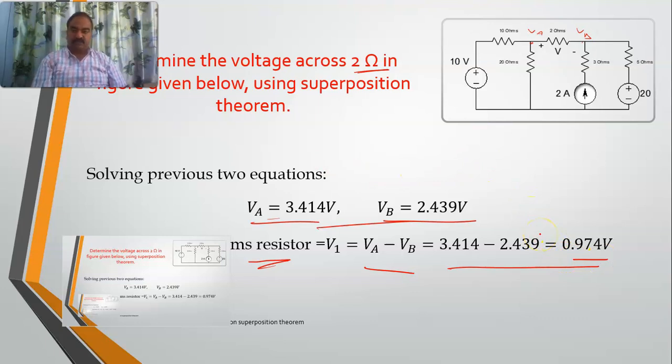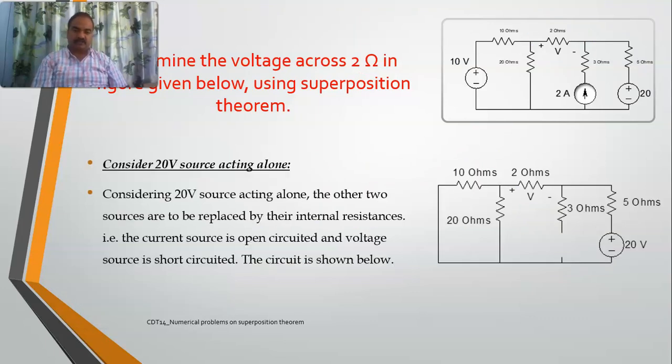Now we have to repeat the same for the next 2 sources. So now considering only the 20 volt source acting alone. Only this source is acting, the remaining 2 are to be removed: this is to be open circuited, this is to be short circuited. See, it is short circuited. This is also open circuited.